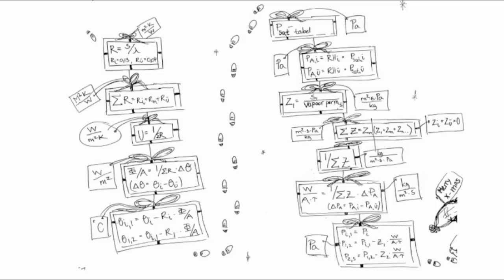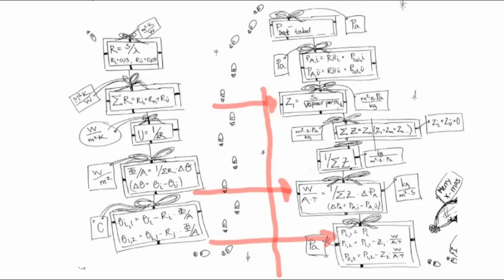Today we're going to use the last part of the manual, which is this part here. So we're going to figure out what is resistance to diffusion, what is amount of water vapor passing through, and we're going to figure out the actual pressure in the intermediate layers.